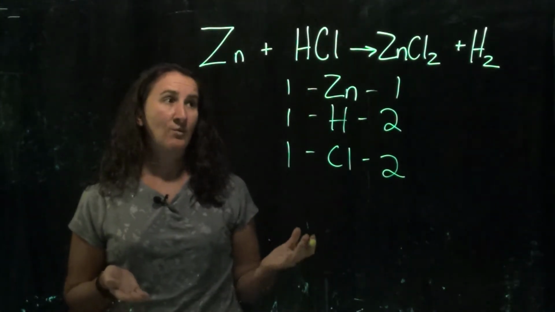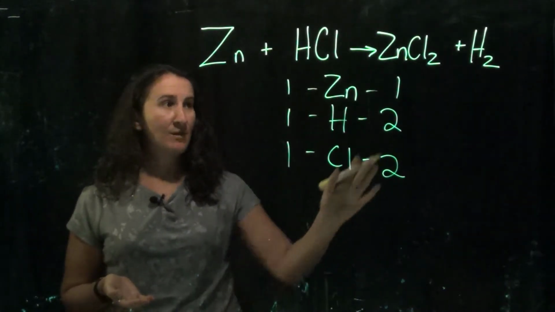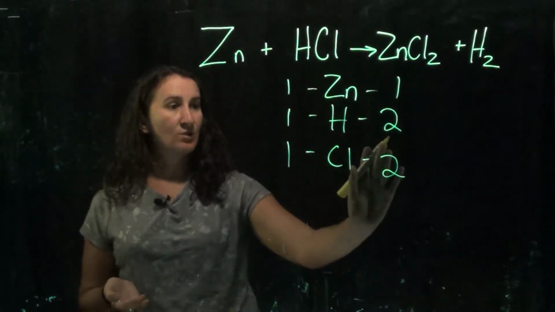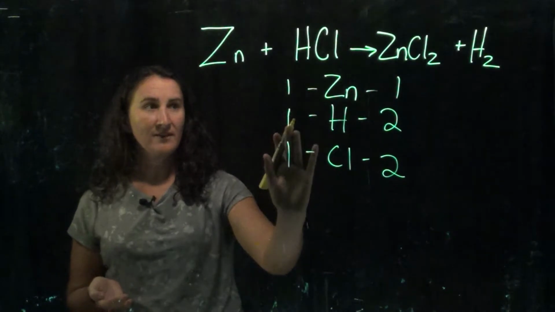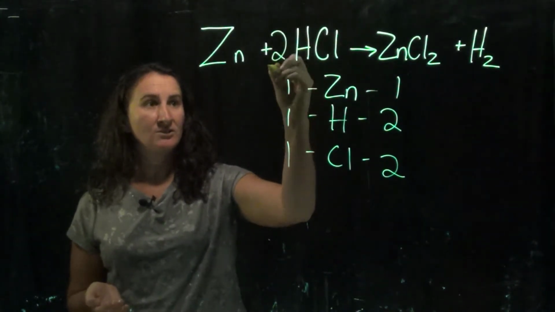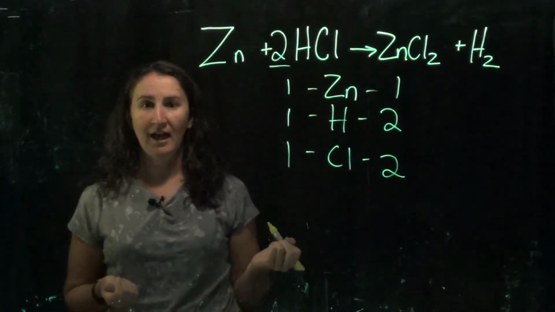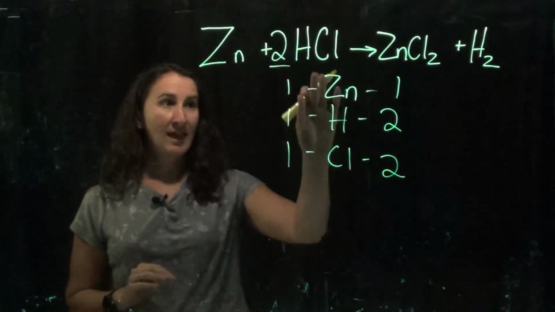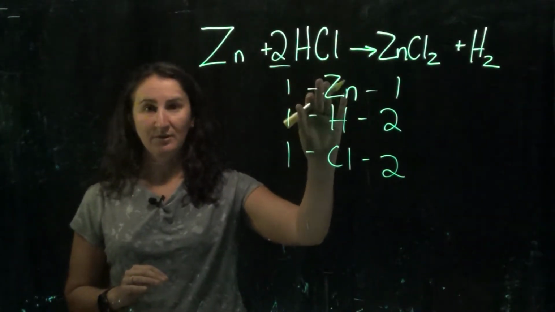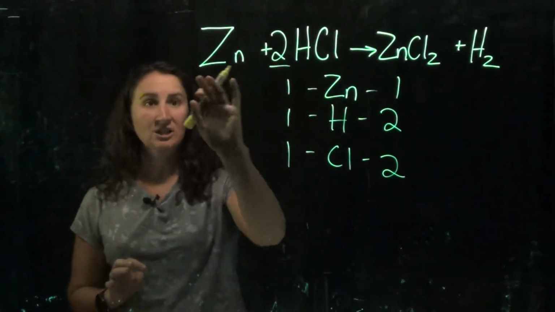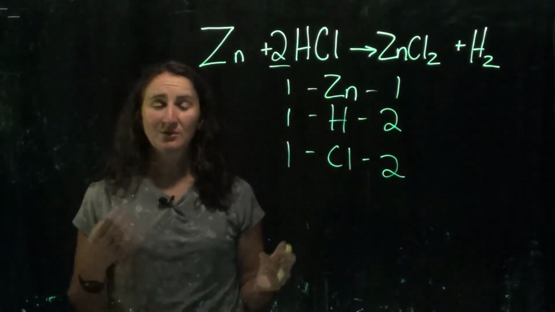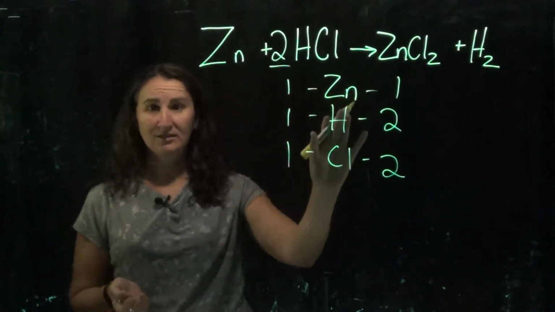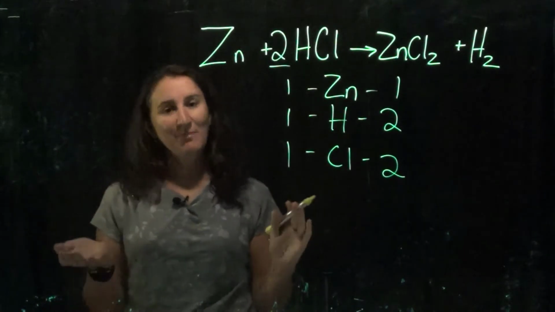So in order to do that, what is the easiest way to balance them? Since we have two hydrogens and two chlorines on this side, we need two on this side. So let's try putting a 2 in front of hydrochloric acid. Now remember, you cannot mess with the subscripts to balance. You can only change the coefficients. And so it's just a game where you are changing coefficients to try and make the equation balance.